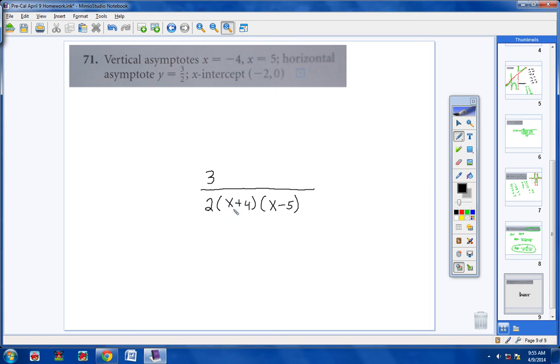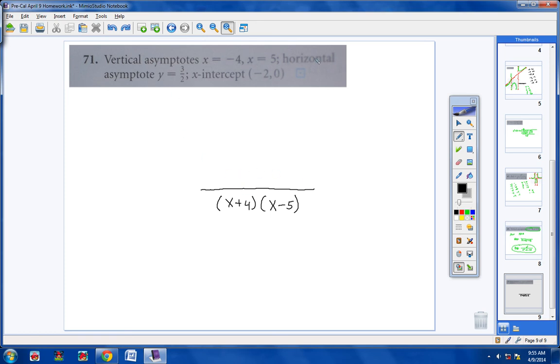Your degree down here right now, let me get rid of this 3 and 2, your degree down here right now is a second degree. If you were to multiply this out right here, you would get x squared minus x minus 20. So right now your denominator is a second degree. That means you must have a second degree up here also. You say, why, Mr. Earhart?